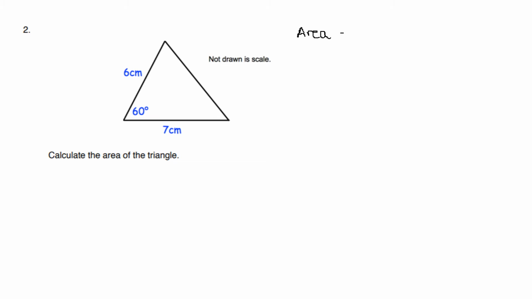So we're going to use area equals half ab sine C. And again, a and b are just the two sides that include the angle. It doesn't matter which one you choose to be a and b, but you must make sure that C is your angle, because as we said earlier, you cannot have a sine of your sides. So the area of this triangle is going to be half times 6 times 7 times sine 60 degrees.